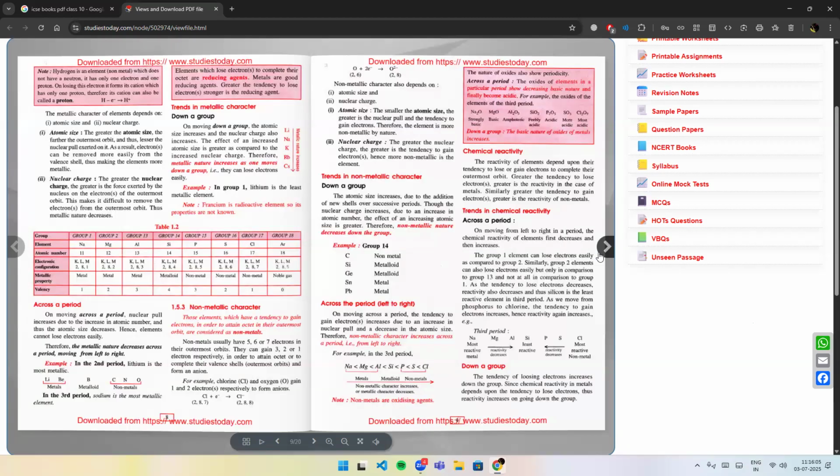The nature of oxides also show periodicity. Across a period, the oxides of elements in a particular period show decreasing basic nature and finally becoming acidic. For example, oxides of the elements of the third period. Down a group, the basic nature of oxides of metals increases. Chemical reactivity.